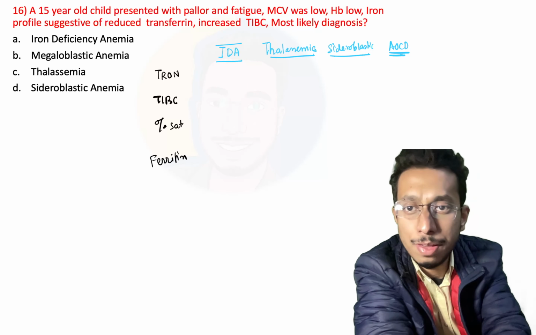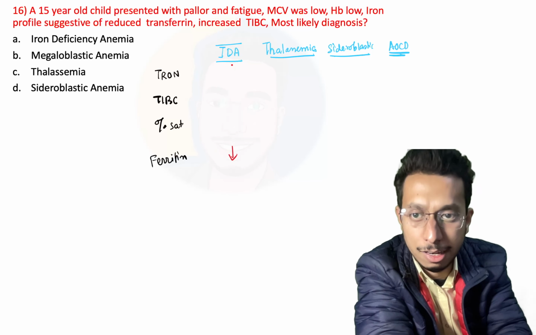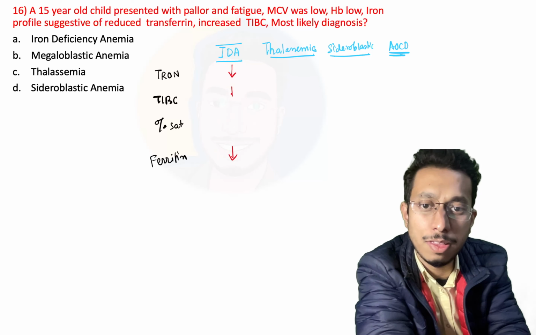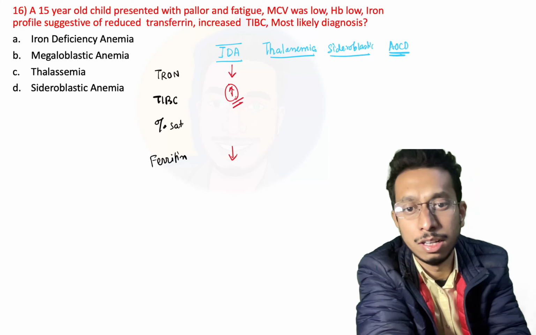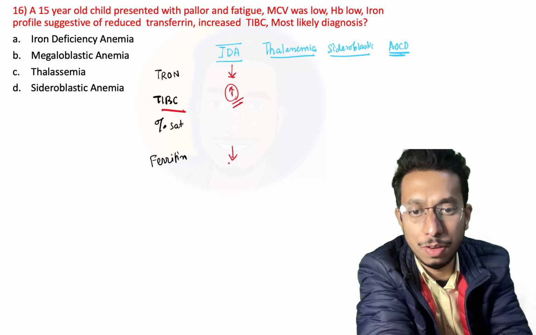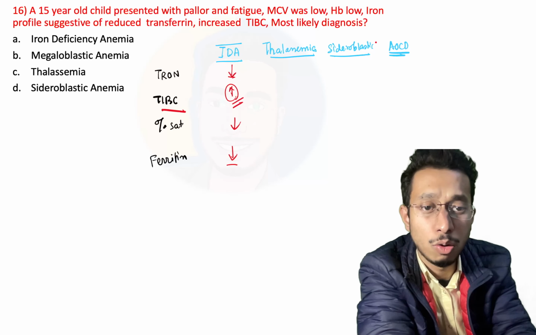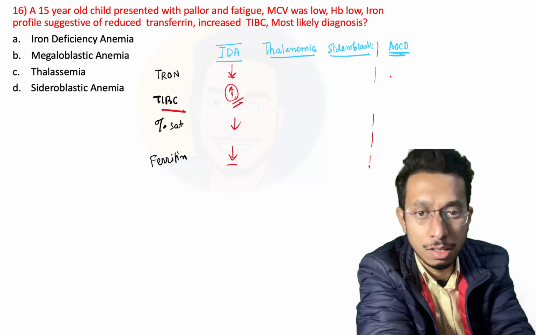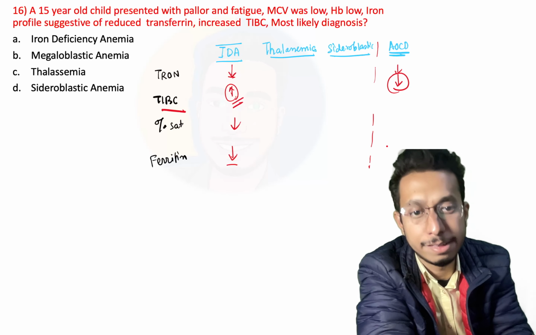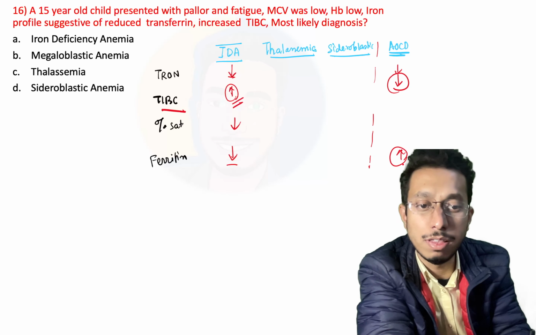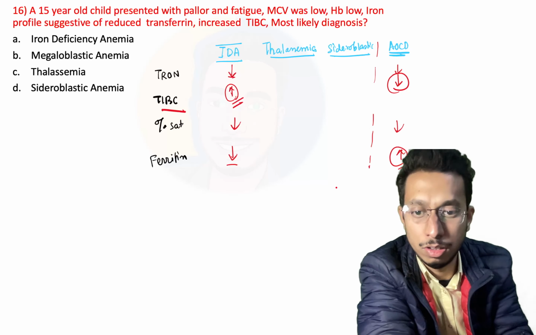So what happens in iron deficiency anemia? In iron deficiency anemia, the storage form declines, iron also declines, but the binding capacity of the transferrin for iron is very high. TIBC is increased, iron is low, ferritin is low, and percentage saturation is also low in iron deficiency anemia. In contrast, in anemia of chronic disease, iron will be low, TIBC will be low, binding capacity decreases, but ferritin is normal or high, as there is enough storage in the body. Percentage saturation is also low.